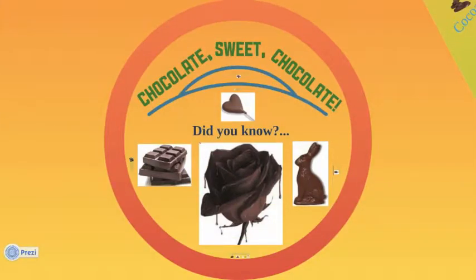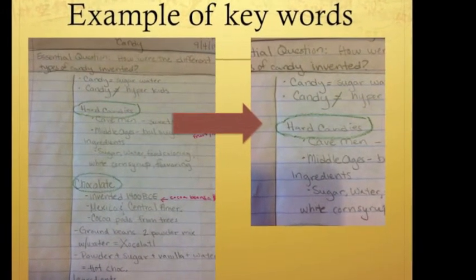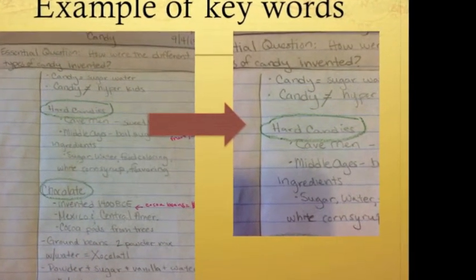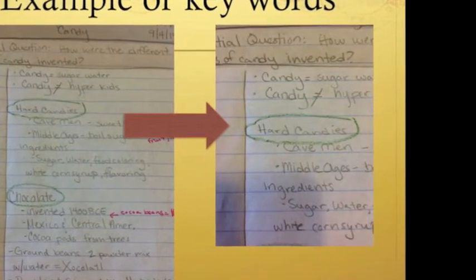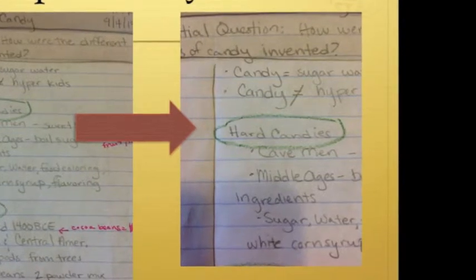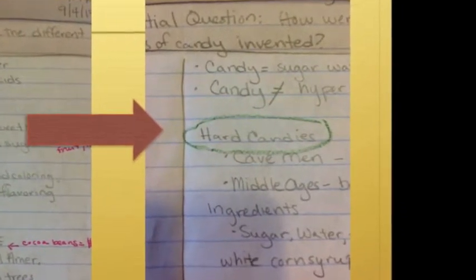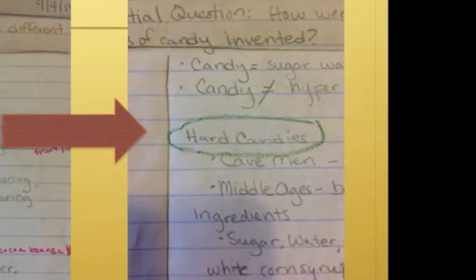Thought of any good keywords yet? Our notes aren't very long, so you won't have too many keywords. But here are some examples. I chose hard candies and circled it. That would be a keyword specific to the history of candy. That was our first strategy that we're going to learn about how to review our Cornell notes.